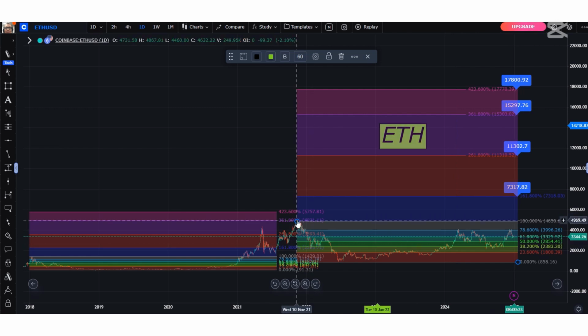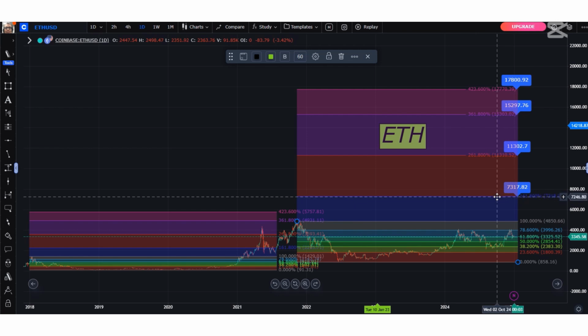As you see here, we come down, we're interacting with the 618, right? So let's see here, back up at the 786, we get knocked down. We're back up to 786 again, we get knocked down again. Now Ethereum, I think, is going to be having a pretty good bull season in 2025.